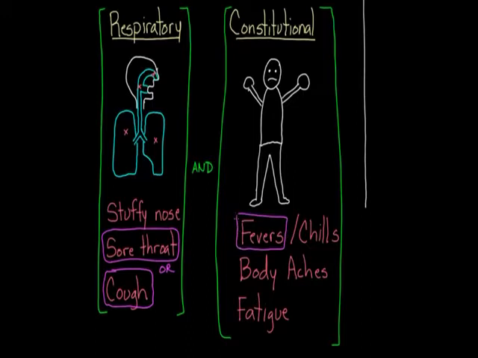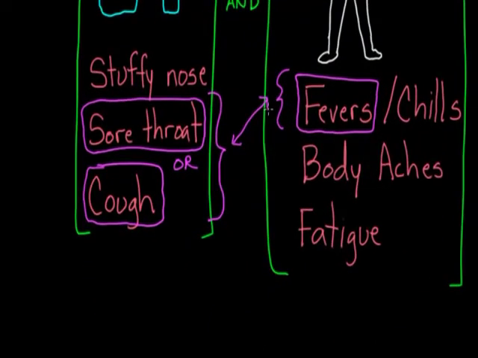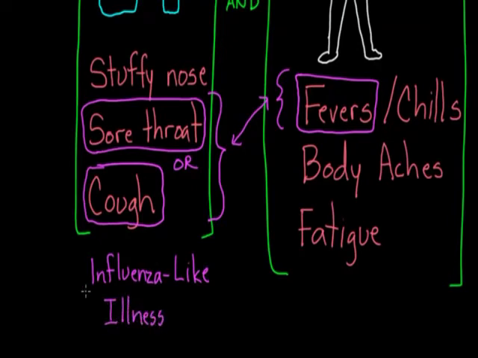So this is very similar to the definition I just gave you, but this is the definition they use when doing research and when actually presenting data. So it has to have these two things, right? Sore throat or a cough and fevers. And so this is the definition for influenza-like illness. The short way of saying all this is ILI, influenza-like illness. So this, again, is the definition from the Centers for Disease Control. So if you ever hear ILI, at least now you know what they're considering as being someone that has ILI.